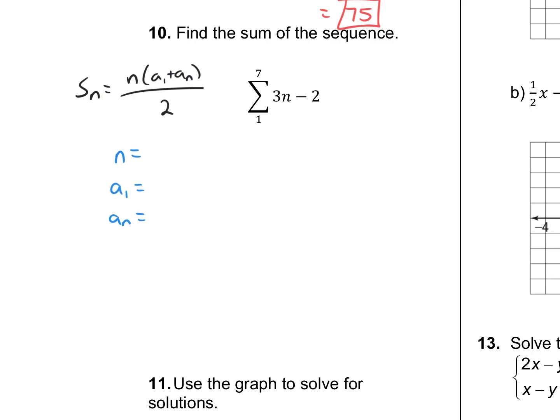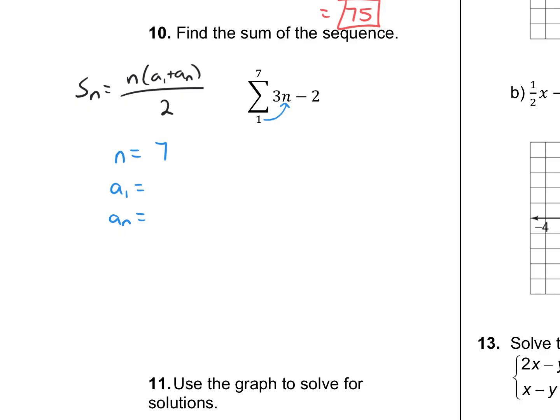This time, does it give you those directly? No, unfortunately not. How do we know how many terms are in the sequence in sigma notation? It is the top number. Yep, this number right here tells you what the total is. So our n value is 7. How do I figure out what my first term is? Plug in 1 for n. Where'd you get the 1 from? Bottom. Yep, plug in our bottom number into the equation here to find a1.